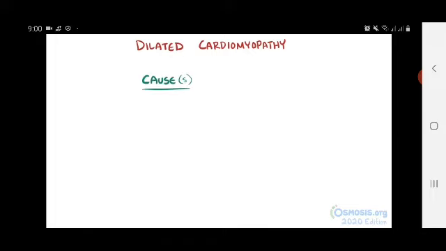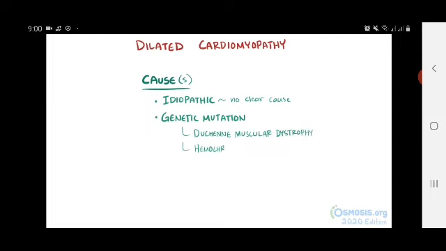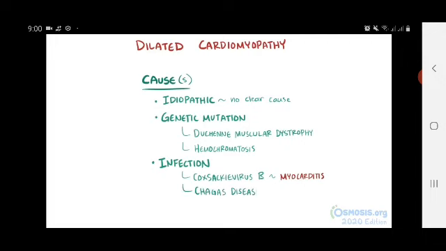As far as causes go, most of the time primary dilated cardiomyopathy is idiopathic, meaning there isn't a clearly identifiable cause. Some cases, though, can be traced back to specific genetic mutations or genetic conditions like Duchenne muscular dystrophy and hemochromatosis. Also, in some cases, it could be caused by an infection, like Coxsackie virus B, which causes myocarditis, inflammation of the heart muscle, or Chagas disease, a protozoal infection.